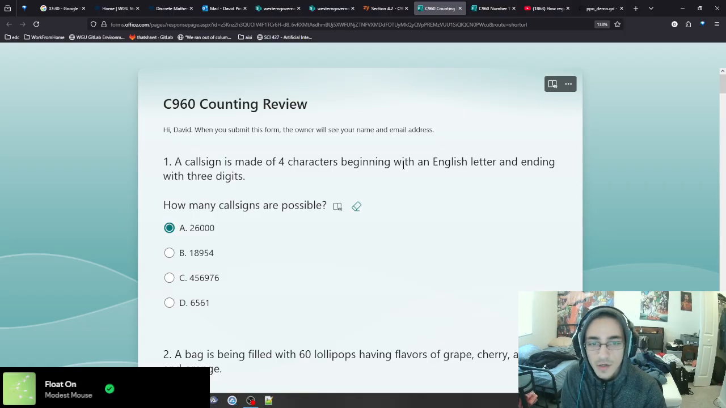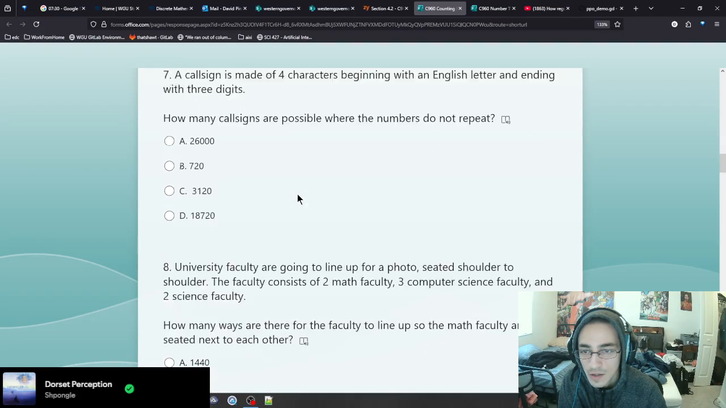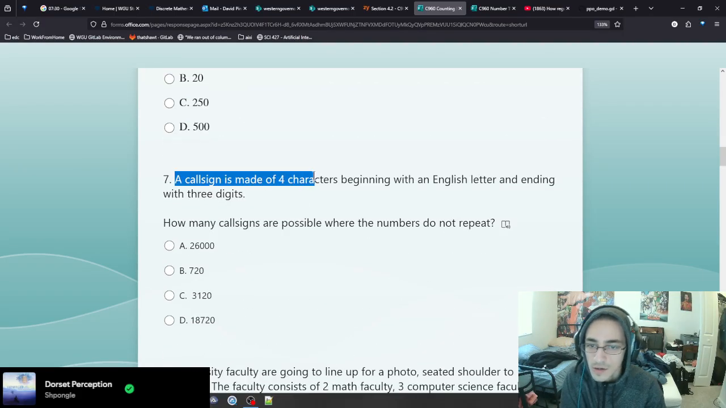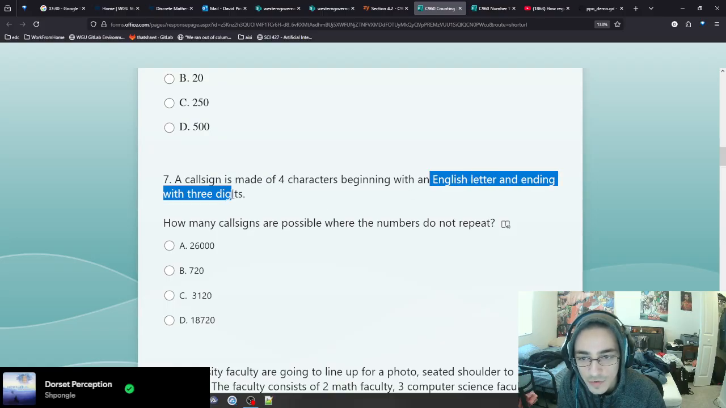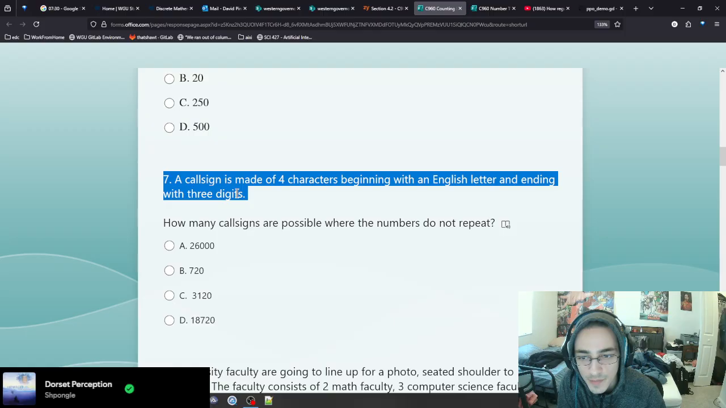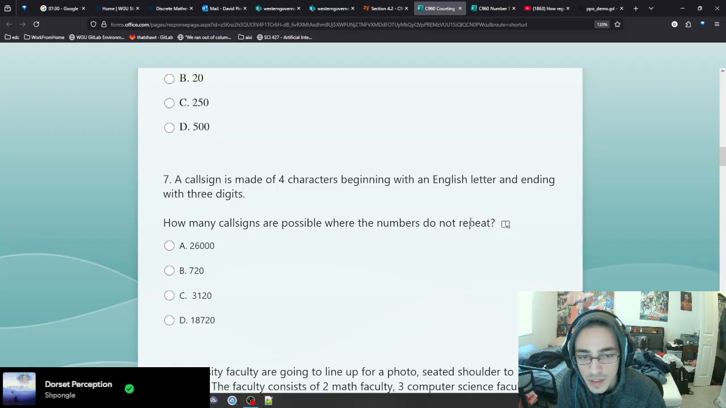Yeah, okay, because you have 4 characters. The first character is an English letter, which there are 26 English letters, and then the last 3 digits are numbers, which there are 10 of, so you do 10 to the 3rd. Okay, and here we have also 4 characters beginning with an English letter and ending with 3 digits, so the same thing, but the numbers do not repeat.